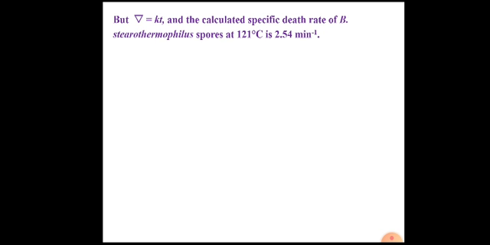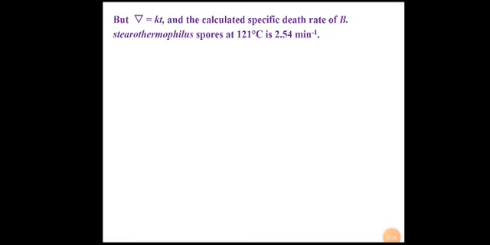Now we have to consider the sterilization temperature here, the holding. Now we are calculating del holding. So what is that holding temperature? It is 121 degrees Celsius. Using the thermal death curve of Bacillus stearothermophilus, we come to know that the specific death rate of Bacillus stearothermophilus at 121 degrees Celsius is 2.54 per minute. So that is the value of k at 121 degrees Celsius for Bacillus stearothermophilus.